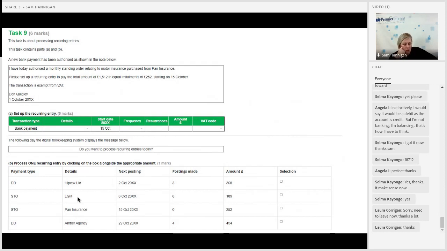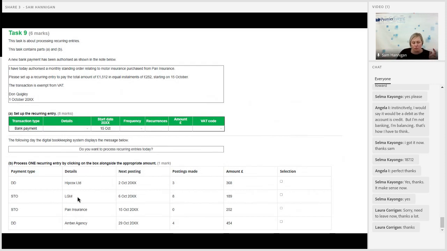Okay, so task 9 is basically saying what would you do to put a recurring entry in. A recurring entry means in Sage, for instance, that you put in an entry and it's going to continue for 6 months, 12 months, or whatever. But you set it up so the computer automatically does it for you. So when we're doing bank reconciliations at work, if you've got rent coming out every month, you can just set it up on Sage and it automatically does it.